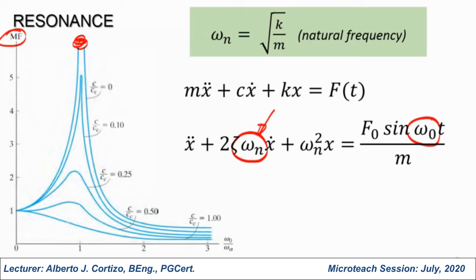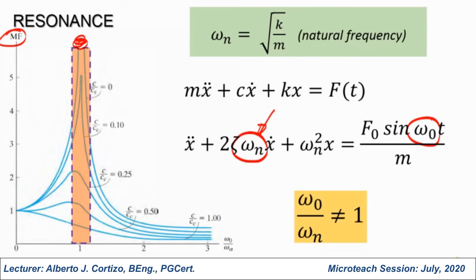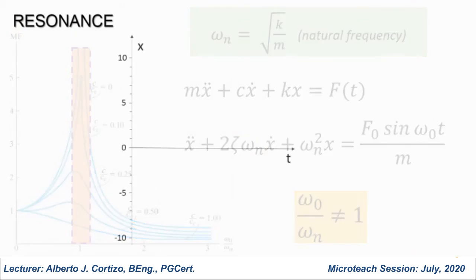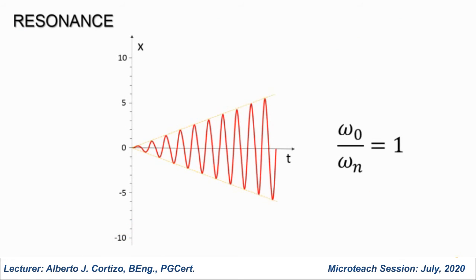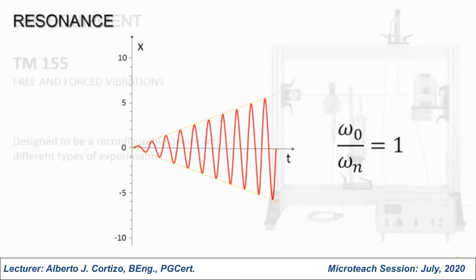So the system will have a high amplitude in its movement, and this could lead to the system's collapse. So we have to avoid the condition in which we get close to the natural frequency. So the exciting force mustn't have the same frequency as the natural frequency of the system.